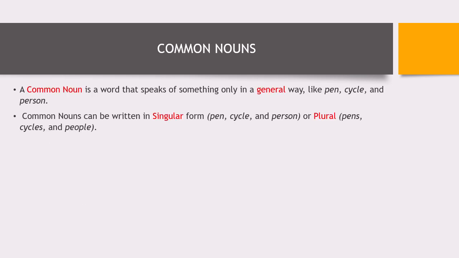Common nouns. A common noun is a word that speaks of something only in a general way, like pen, cycle, and person. Common nouns can be written in singular form, like pen, cycle, and person, or plural, like pens, cycles, and people.